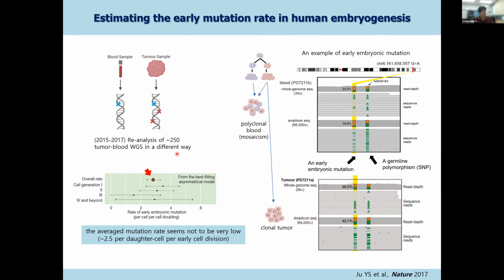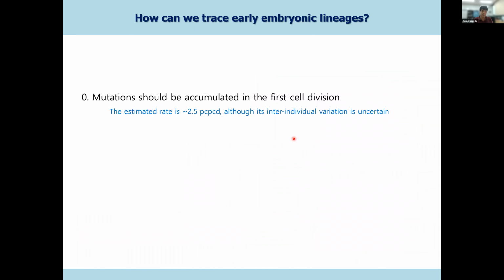From around 250 tumor-blood whole genome sequences in my analysis, my calculation was that the mutation rate was around 2.5 per daughter cell per early cell division. Although the individual variation is unknown, the mutation rate is higher than 1. So we felt that we can try the tracking of early lineages using whole genome sequencing of the clones. We can apply the same approach in human development.